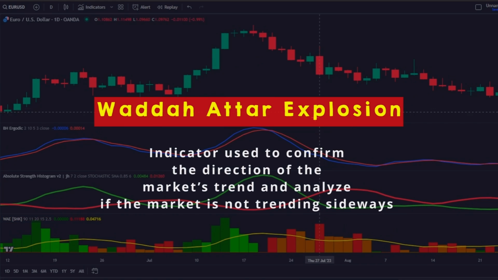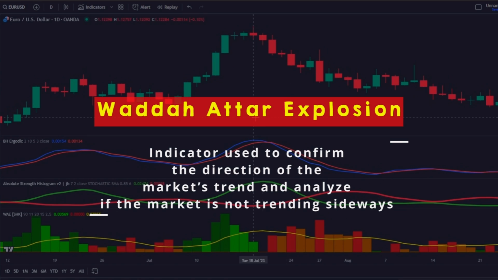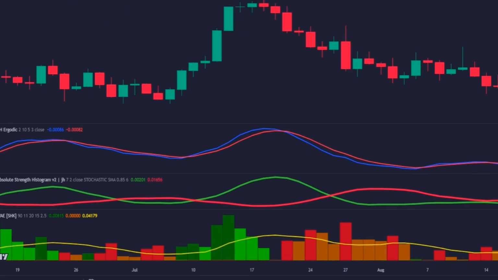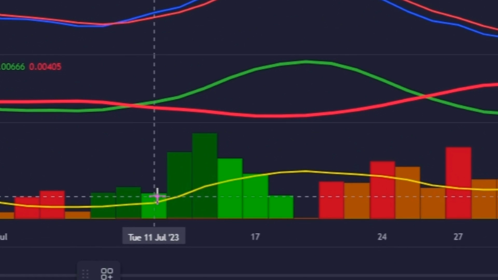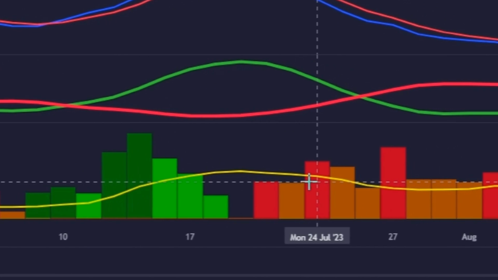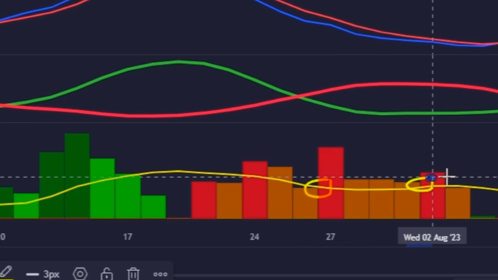Traders use this indicator to confirm the direction of the market's trend and analyze if the market is not trending sideways, and it is very simple to use. You will only take long positions when the histogram bar is green and above the yellow line, which is called the explosion line, and short signals when the histogram bar is red and also above the explosion line.